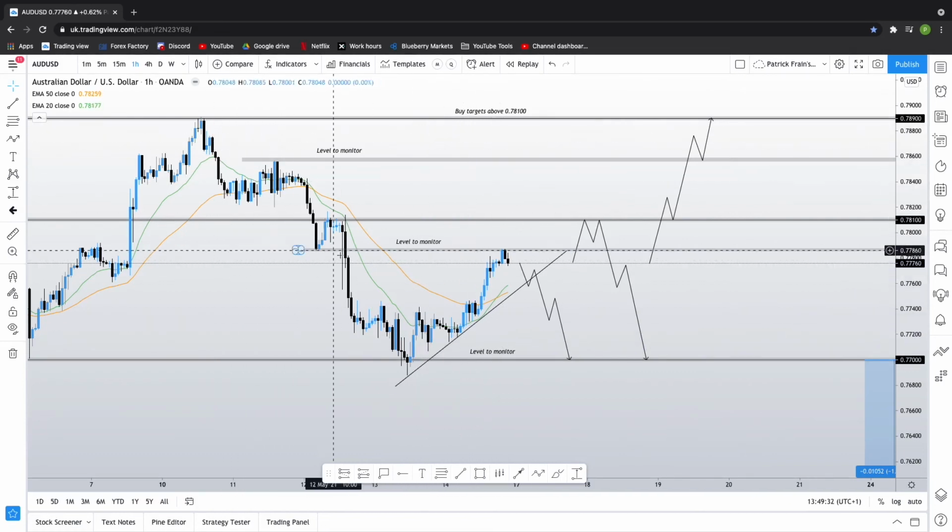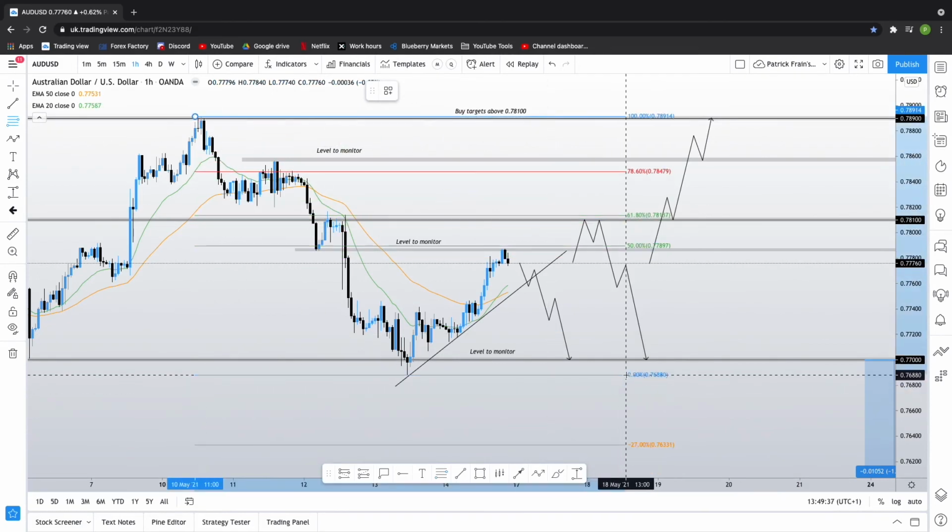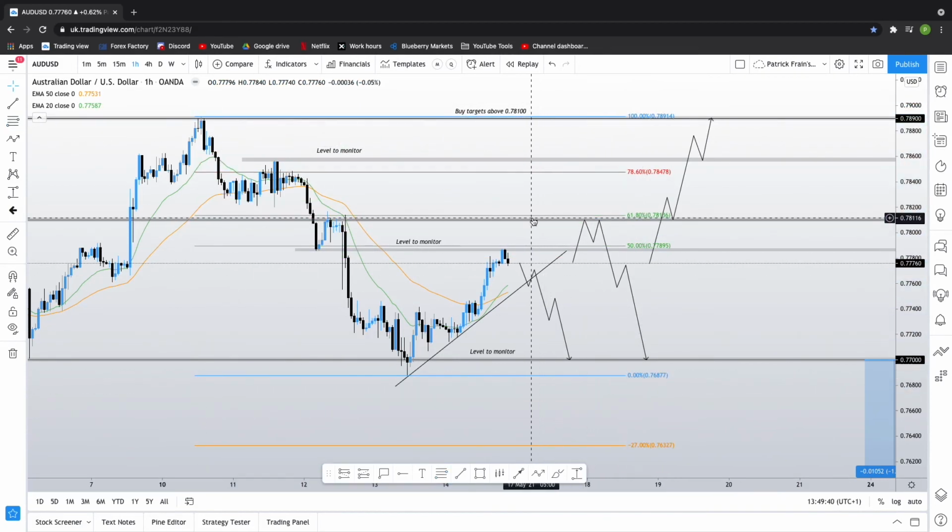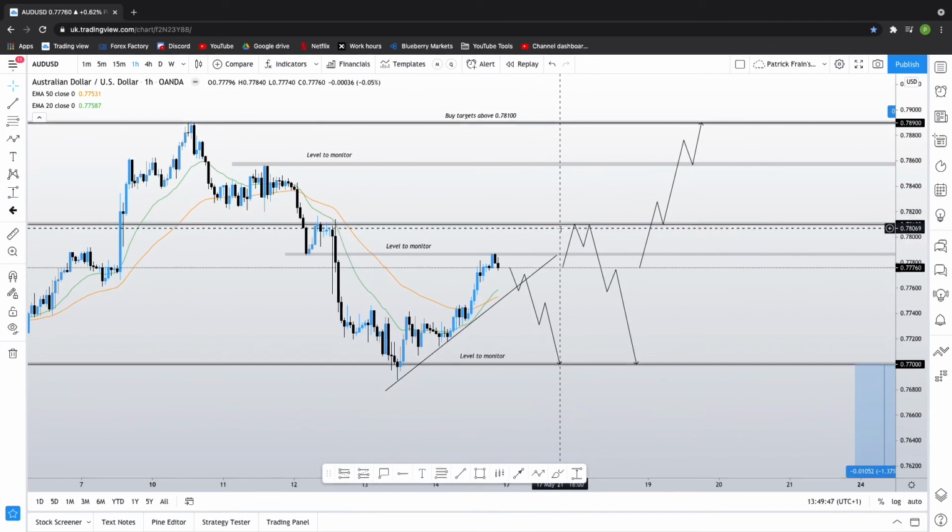Dropping down to the hourly time frame, guys, on AUDUSD, as you can see we are currently in a pullback from the larger time frame move. If we look at the Fibonacci from the swing high to the swing low, we can see that our 61.8 level is just above our major key level at 0.78100. This is the level we are looking for price to reject.